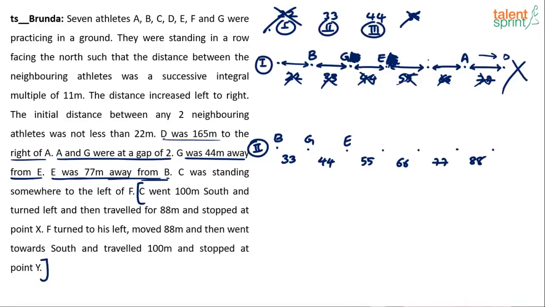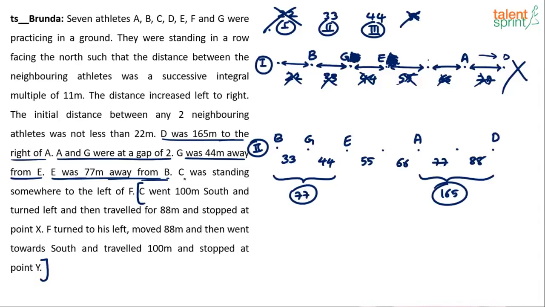Now go for this point. A and G were at a gap of 2, meaning what? If G is here, A has to come here. There were 2 persons between A and G. Now, D was 165 meter to the right of A. D can come here because 77 plus 88 is 165. You see, this condition is satisfied. Similarly here, the 77 condition also is satisfied. Between B and E, the distance is 77. Between A and D, the distance is 77 plus 88, which is 165.